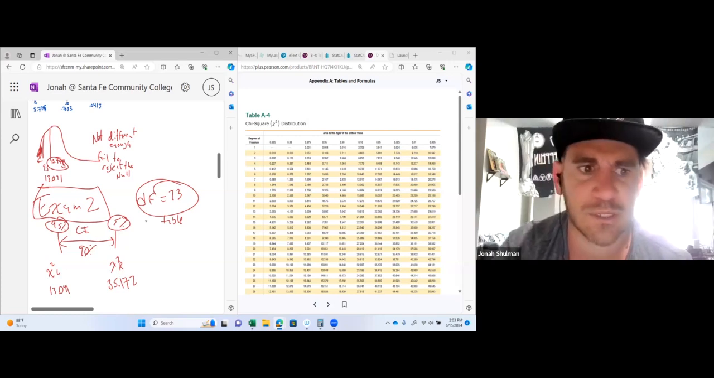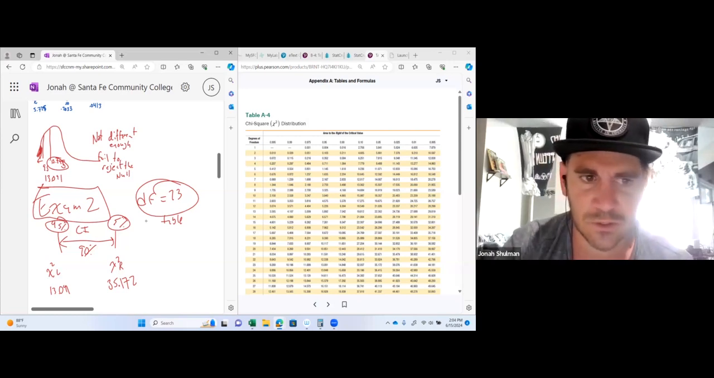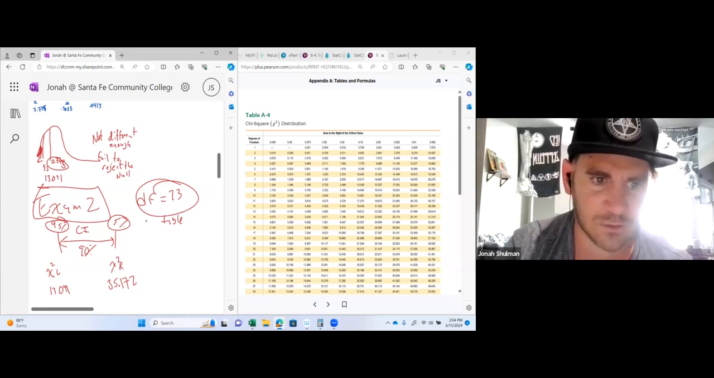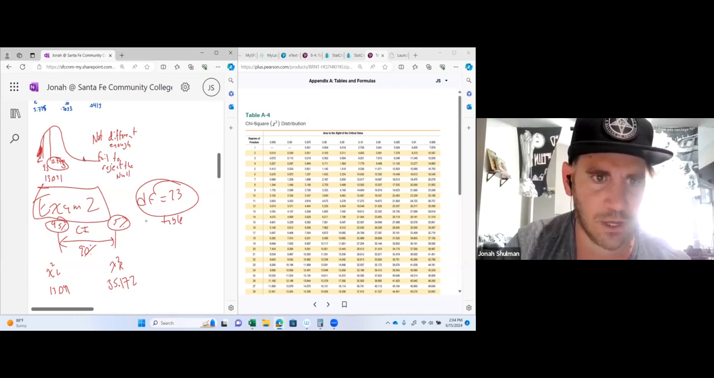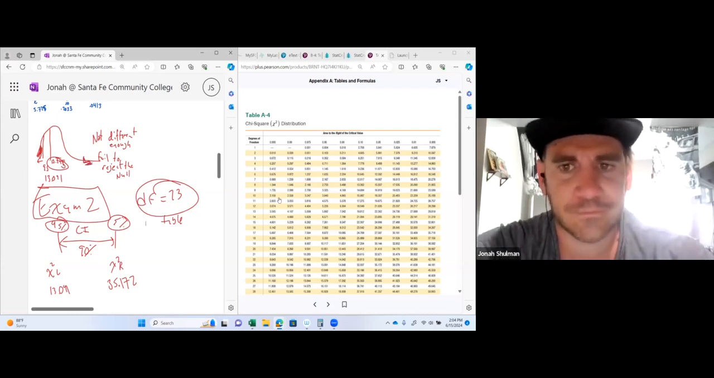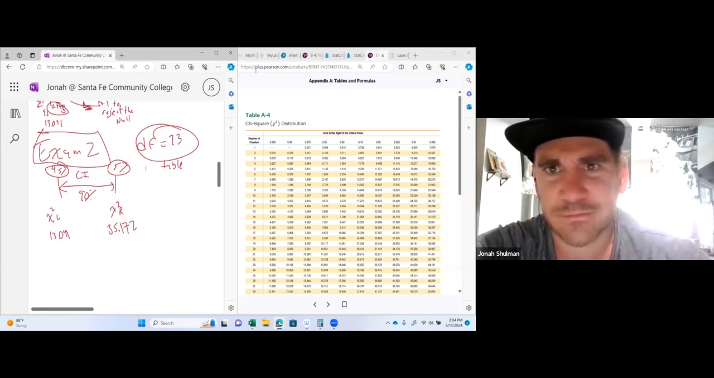And why should we be working with 95%? That's because that's the main value we started with. So this is between 95 and 5. That's 13.091, which we got before. And that's the 35, so that's over here. This is 35.172. That's how they got the values for the chart.